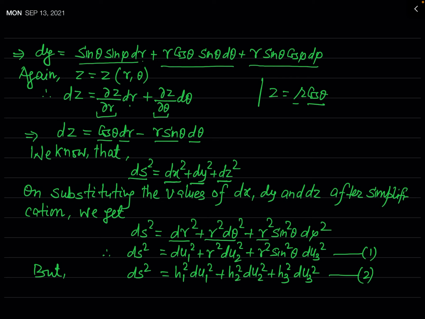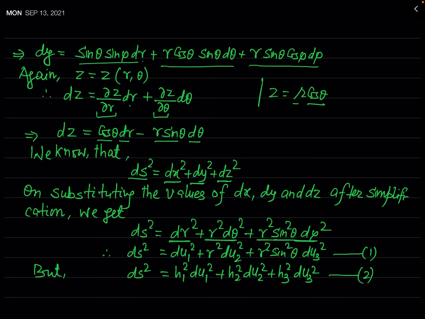You can try it yourself, and when you substitute the values of dx, dy and dz in this equation, you will easily see that ds square will be equal to dr square plus r square d theta square plus r square sine square theta d phi square.